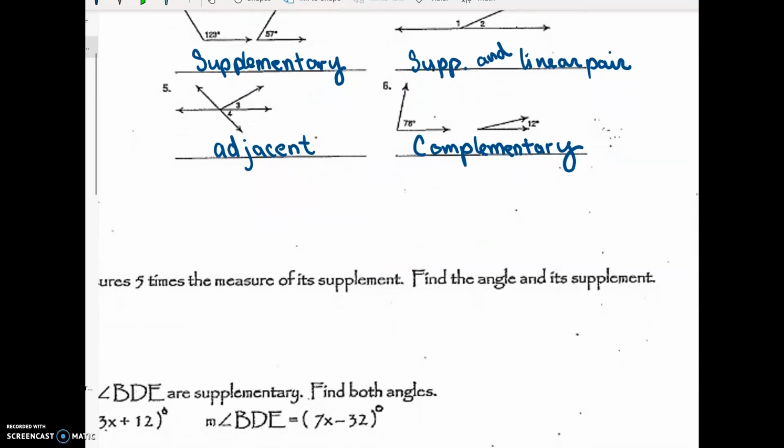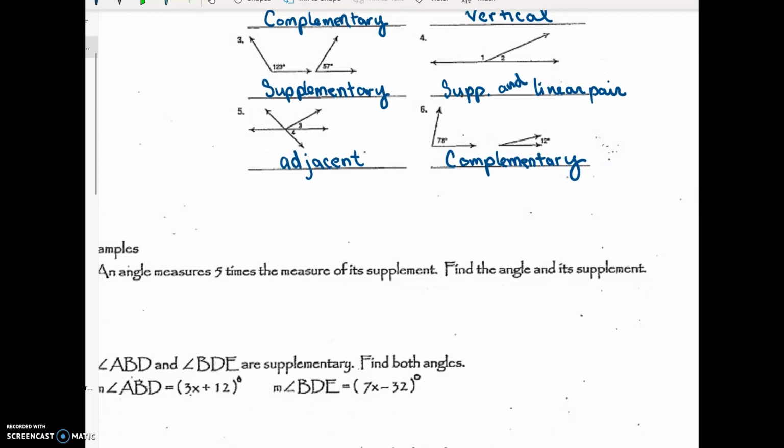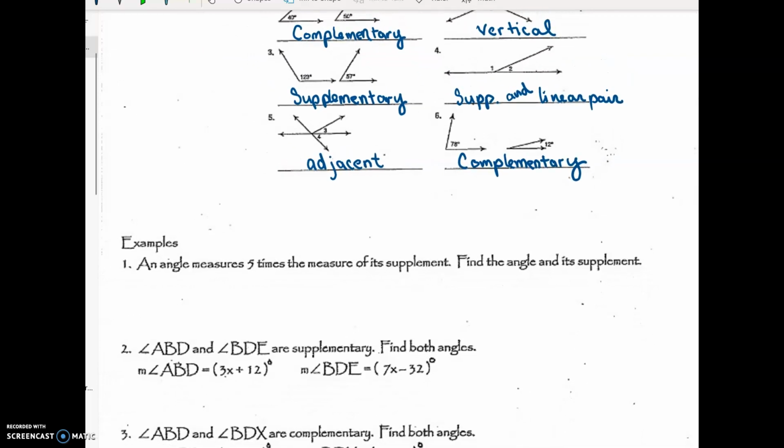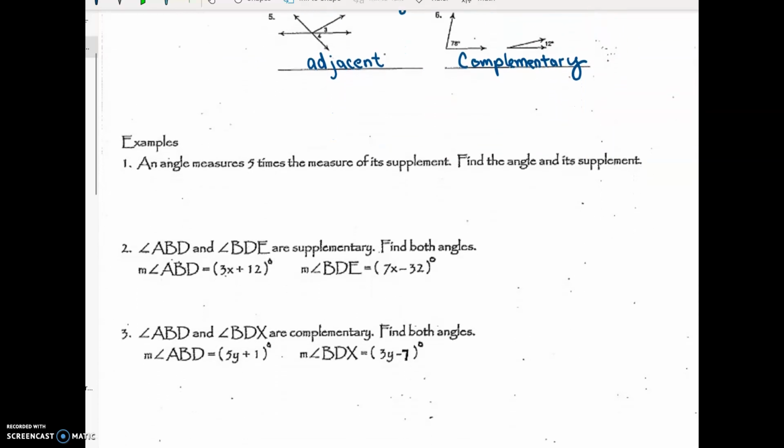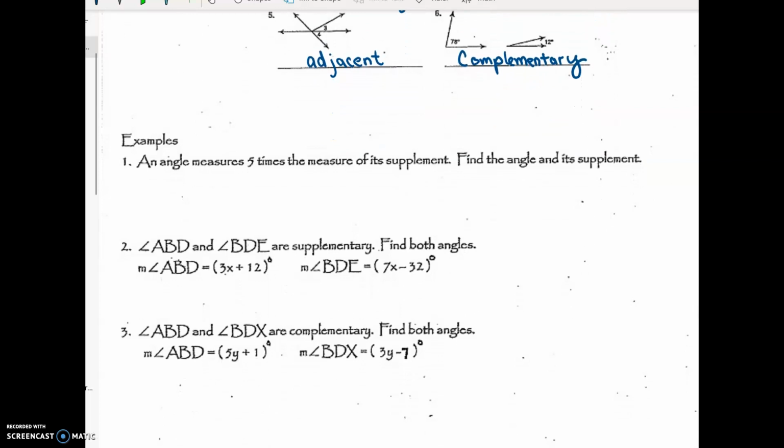And then we've got some algebra connections. A lot of times with geometry, there's a reason you took algebra before geometry, because we use it.